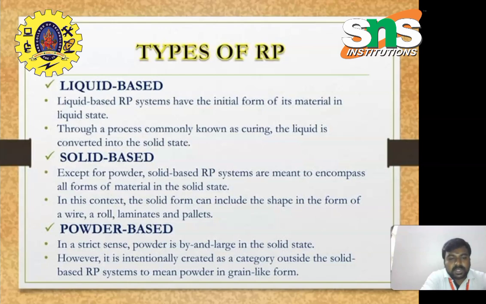Then the powder-based method. In a strict sense, the powder is by and large in the solid state. However, it is intentionally created as a category outside the solid-based rapid prototyping systems to mean powder in grain-like form. For example, sintering process, selective laser sintering, selective laser melting process.